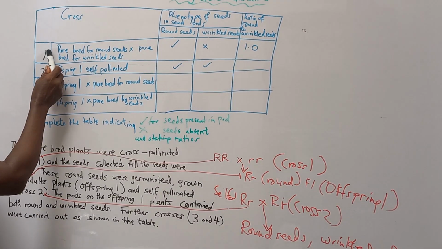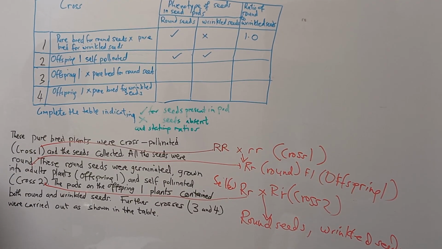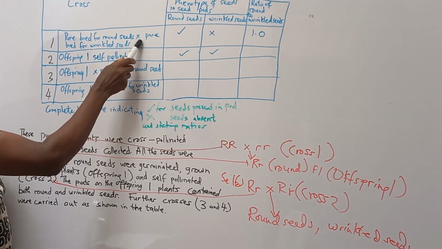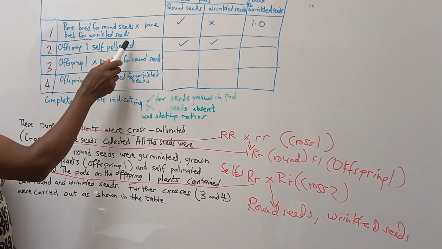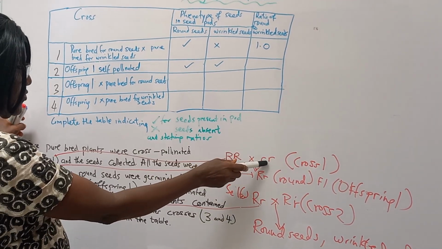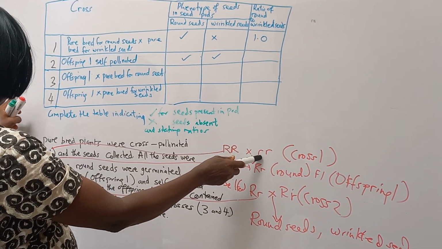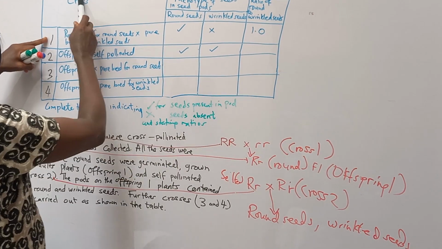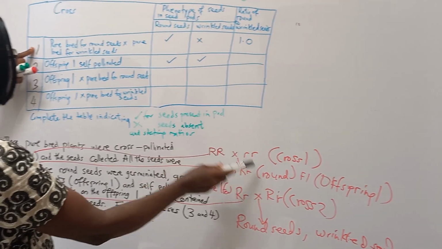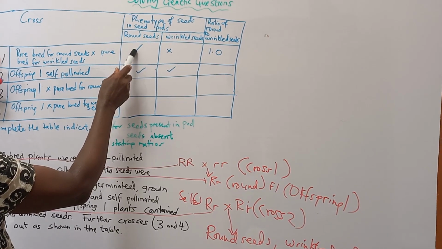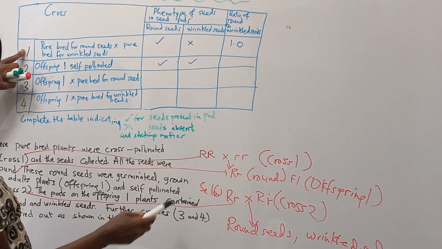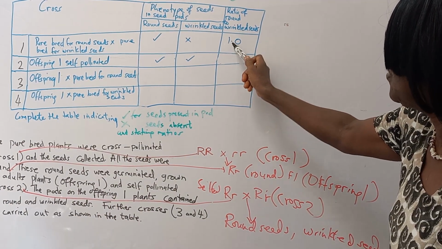Now, the first box has been filled already. You have purebred round seeds crossing with purebred wrinkled seeds. That is this purebred round with purebred wrinkled. That's cross 1. So you see cross 1 here. The result we had is all round. So you have round seeds, no wrinkled seeds. The ratio 1:0. So how was this ratio gotten?